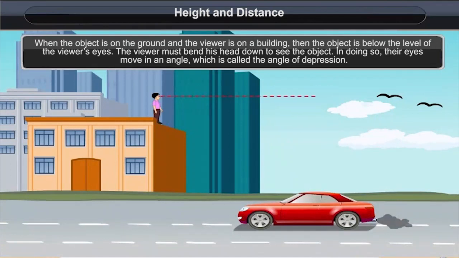Angle of depression. When the object is on the ground and the viewer is on a building, then the object is below the level of the viewer's eyes. The viewer must bend his head down to see the object. In doing so, their eyes move in an angle which is called the angle of depression.